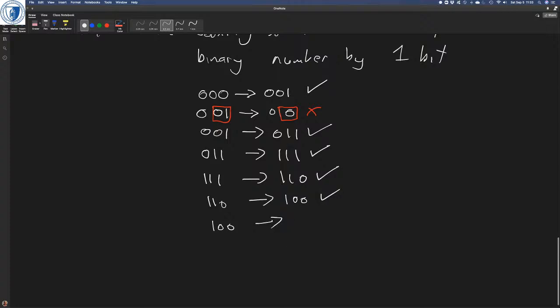And we've got 1, 2, 3, 4, 5. I've probably done this in the wrong order because we still need to hit 1, 0, 1.